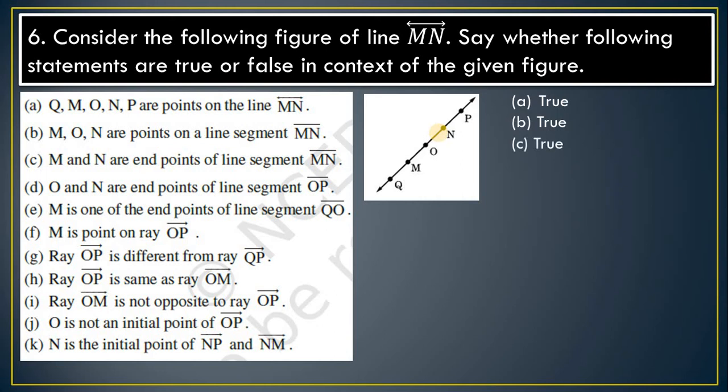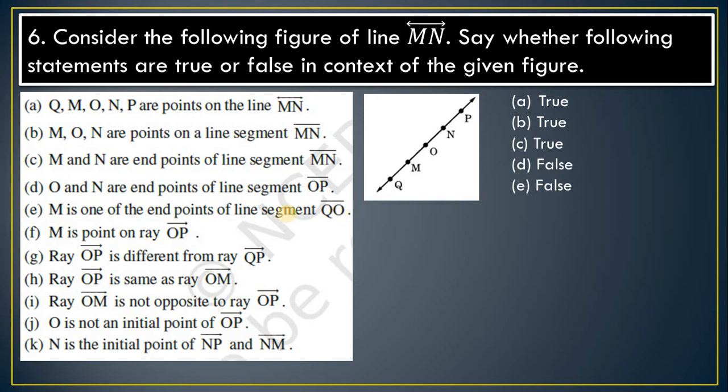D: O and N are the end points of OP. It is not possible. O is present, but the end point should be P because this is the line segment. It is false. Without seeing the diagram also you can answer. E: M is one of the end points of the line segment OQ. M is not present here or here, so it is false. So this answer is false.